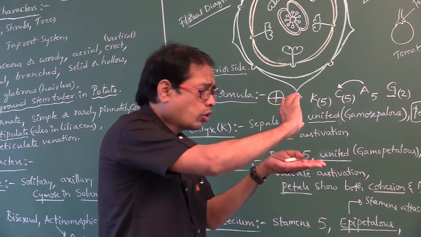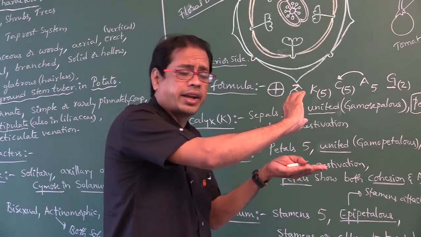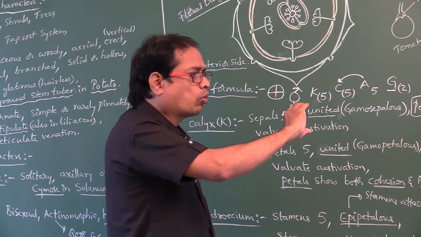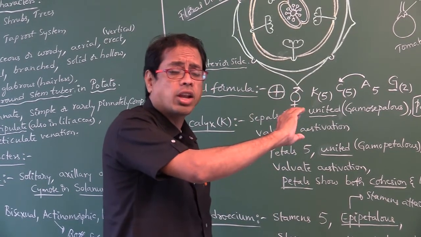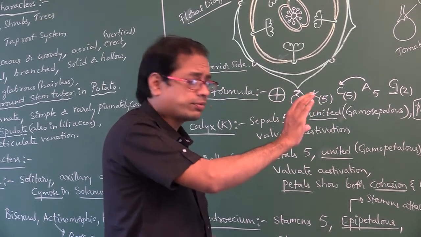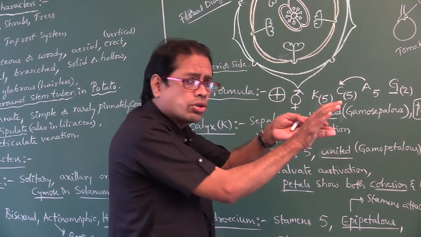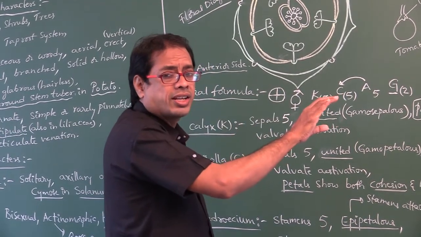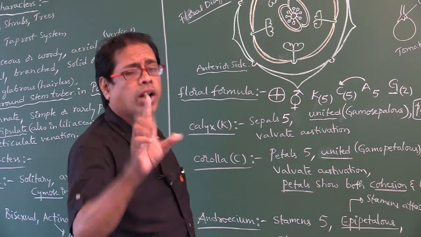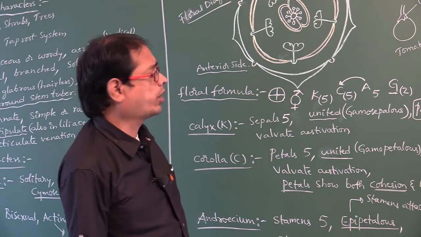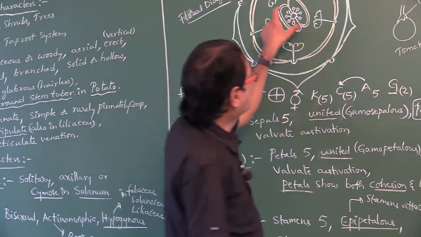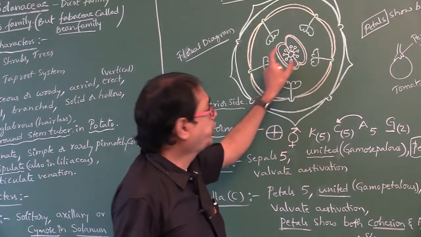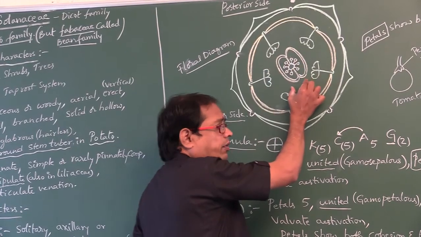In the floral diagram, lower side is called anterior side, upper side is called posterior side. So, ovary is obliquely arranged at an angle of 45 degrees. Anterior carpel tilts to left side, posterior carpel tilts to right side at an angle of 45 degrees. This is a very, very important point. Now, don't draw this ovary vertically or transversely. It should be at an angle of 45 degrees.